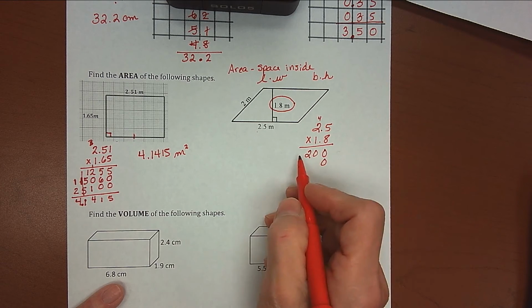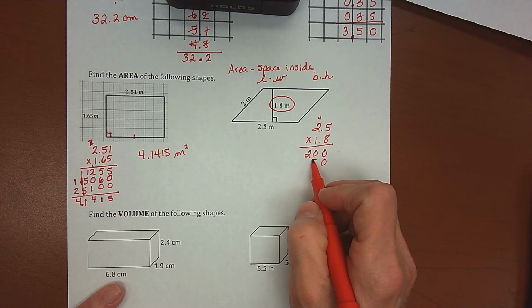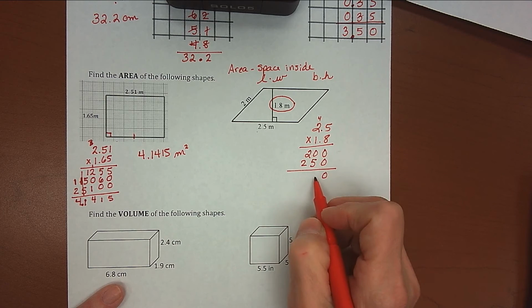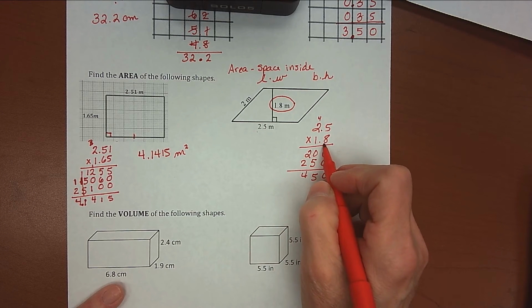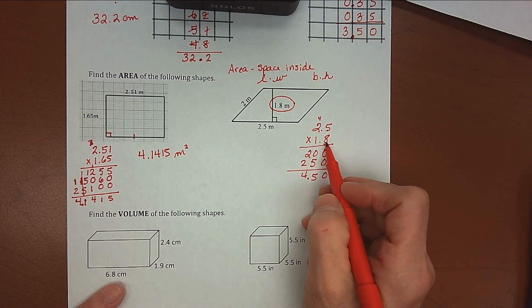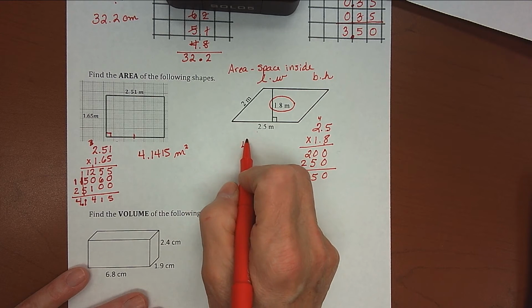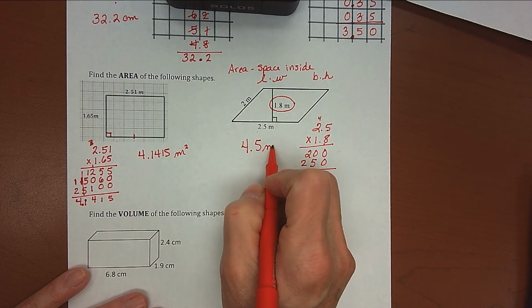Add a 0 because I'm moving over a digit. 1 times 5 is 5. 1 times 2 is 2. Add everything up. Place my decimal point. All right, and so we know we can drop that 0. So this is 4 and 5/10 meters squared.